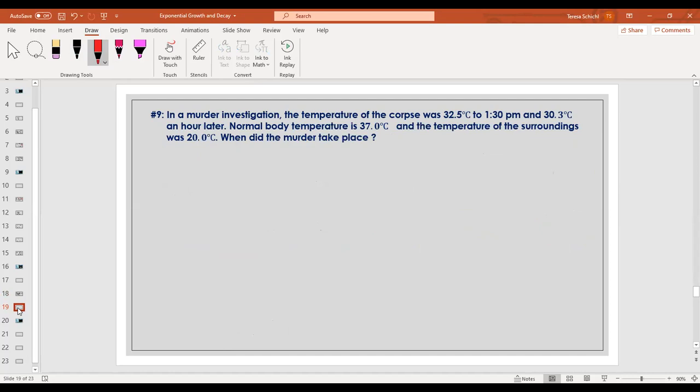Okay, let's take a look at another fun problem here. It's for a murder investigation. So we know the temperature of the dead body was 32.5 degrees C when the police arrived at 1:30 p.m. Then after 1 hour, they measured again, it's 30.3. So we know the normal body temperature is about 37 degrees C here. Then the temperature of the surrounding room is 20 degrees here. Okay, so we want to see when the murder took place here.